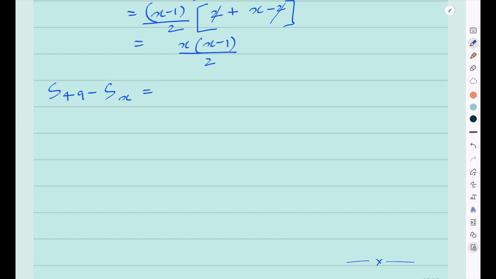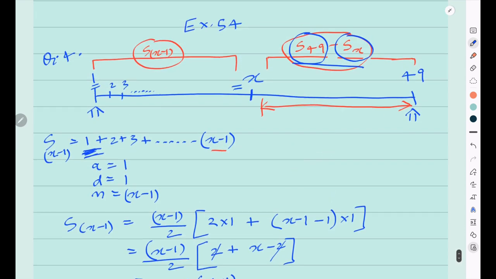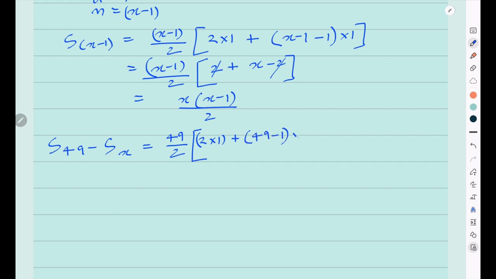So there is another way also, but let us just try to take it. What is the sum up to 49 right from the beginning? It means right from 1 to 49. It's very simple. The number of terms is 49 divided by 2, times 2 times 1, because the first term is 1, plus total number of terms 49 minus 1 times 1. The common difference is also 1.